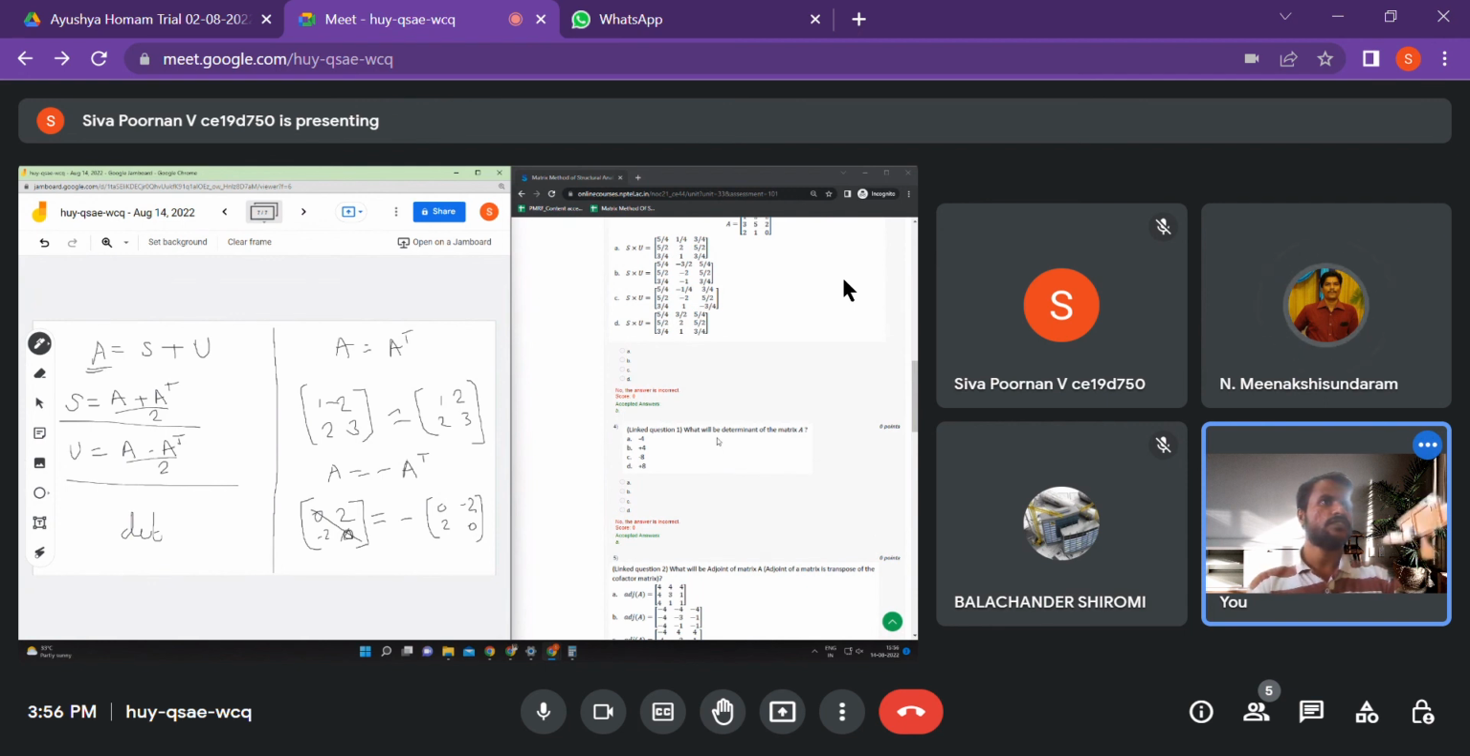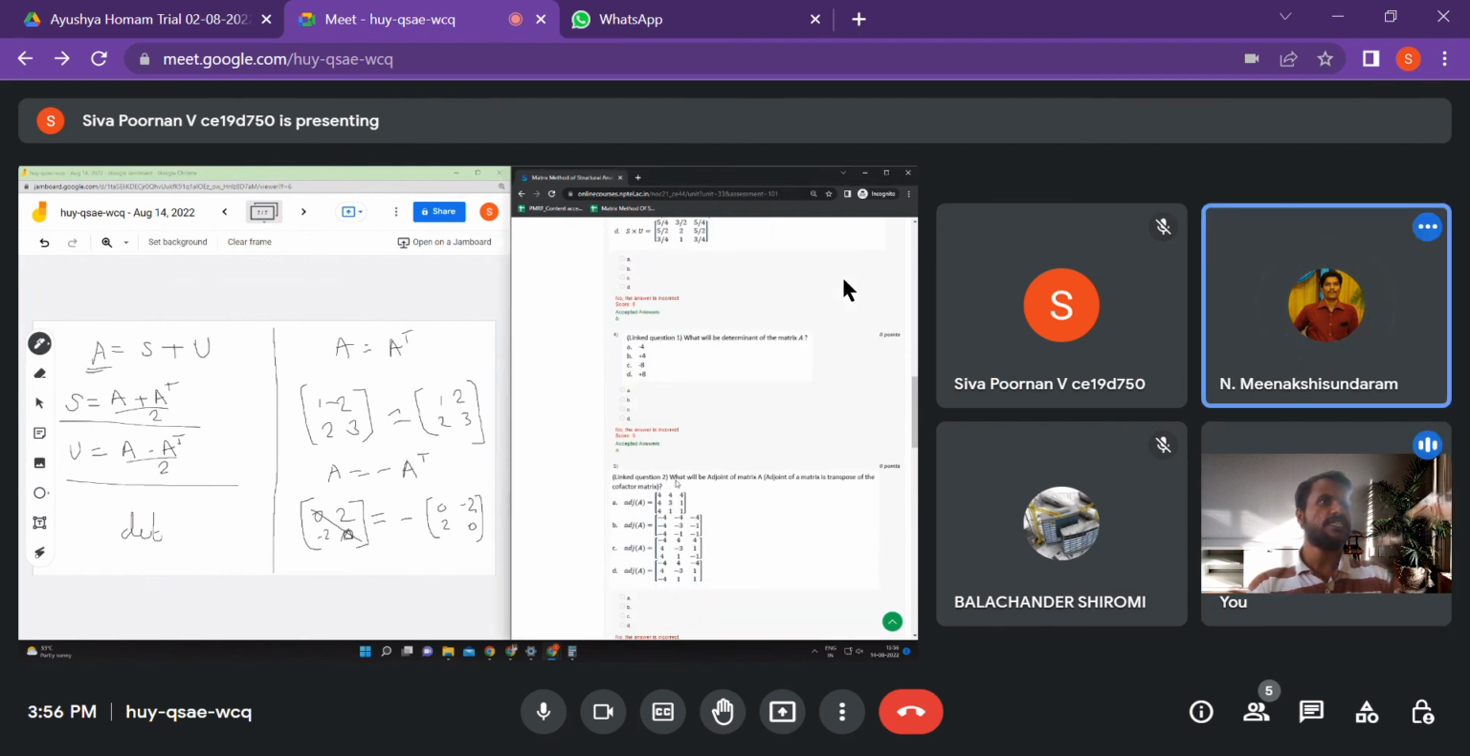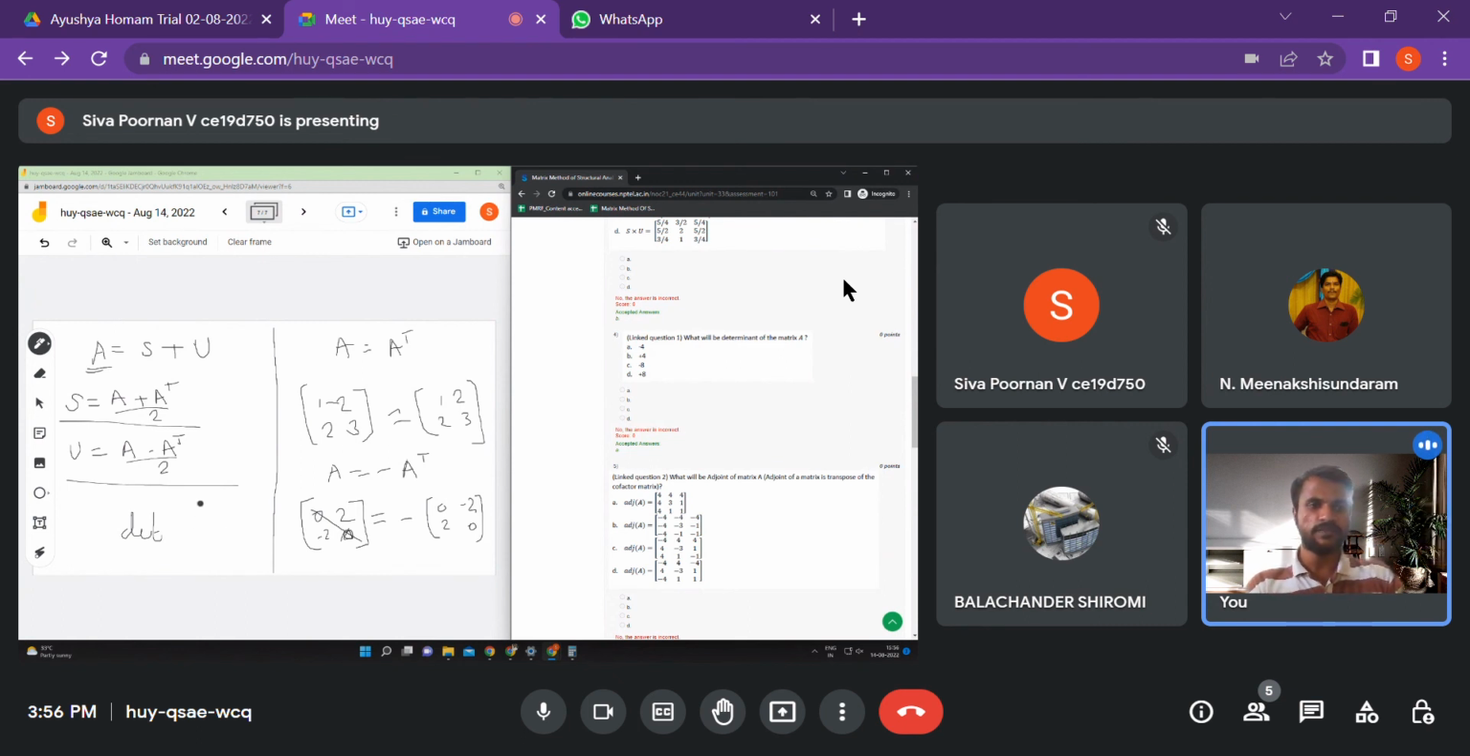Yes. So the next question is, what will be the adjoint of matrix A? The adjoint is the transpose of the cofactor matrix, right? So what is a cofactor matrix? What is a cofactor matrix?